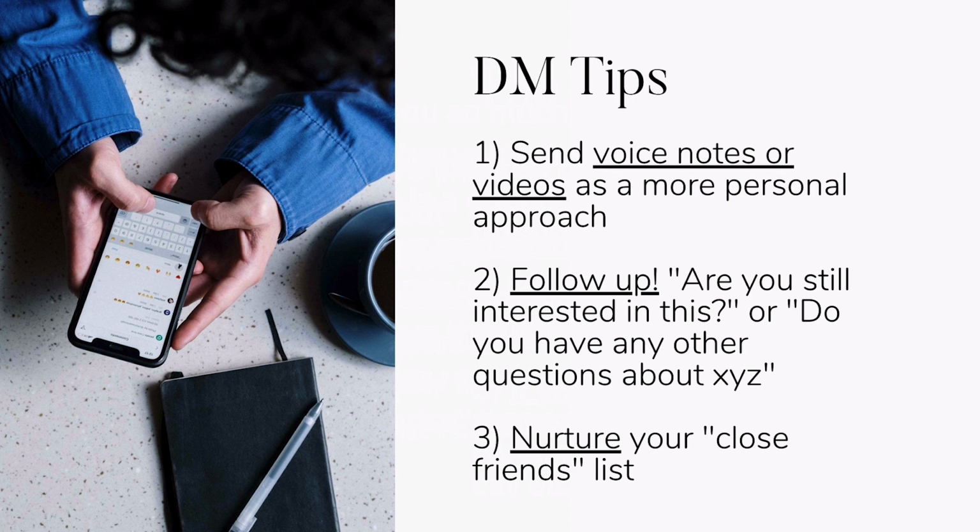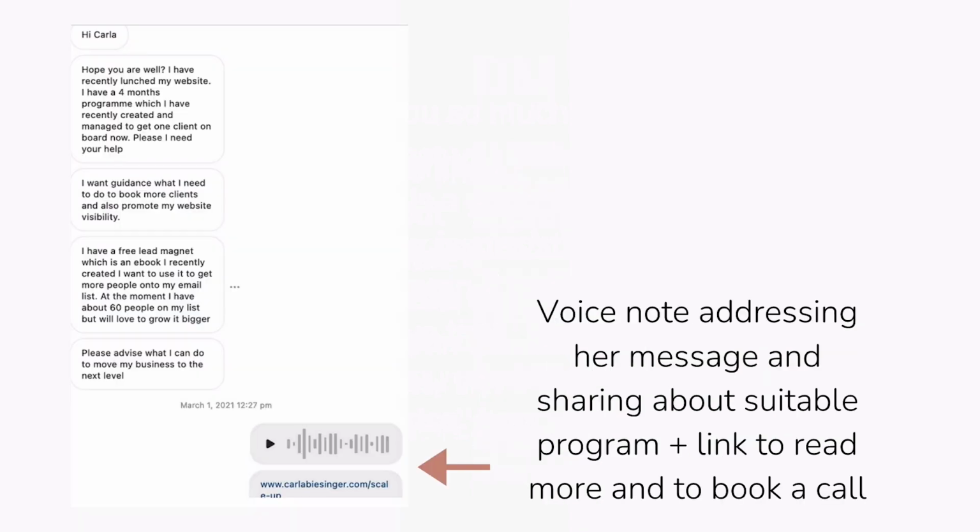And then number 3 is to really nurture your close friends list. So anyone who votes in a poll, anyone who sends you a DM and then doesn't purchase, add them to your close friends list and just continue to nurture them, continue to engage with their content, reply to their stories, maybe send them a new freebie when you're creating one, just to really focus on building these relationships. I have people who are on my email list for a year, 18 months, sometimes even 2 years before they buy anything. But the most important thing is I continue to show up, I continue to give value, and when the time is right, they will buy from me.